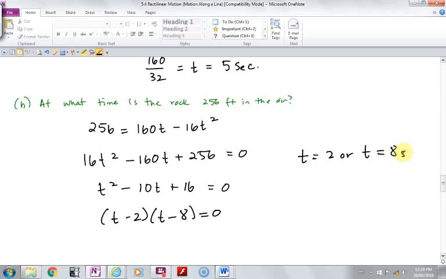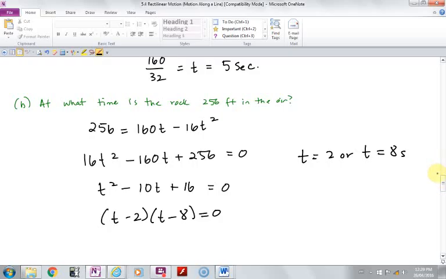Why 2 different times? Because it comes back down. So on the way up, at 2 seconds, it's going to hit 256 feet. And on the way back down, at 8 seconds, it's going to hit 256 feet. So at what point is it going to hit the ground? When the displacement equals 0, what time is that going to be? After it's gone up in the air. We're talking symmetry here. Has to be 10 seconds, okay?